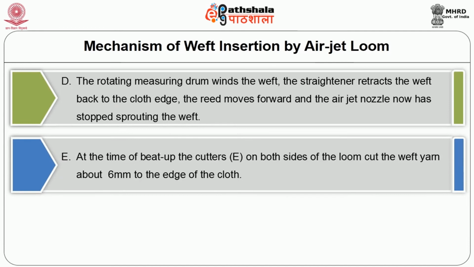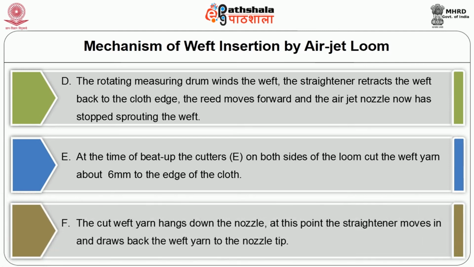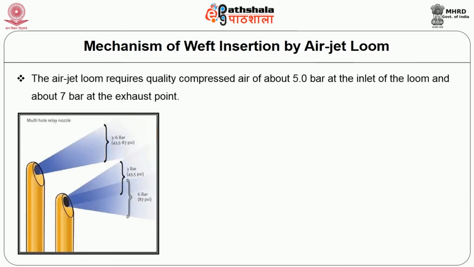At position E, at the time of beat up, the cutter E on both sides of the cloth cuts the weft yarn about 6 mm from the edge of the cloth. At F, the cut weft yarn hangs down from the nozzle. At this point, the straightener moves in and draws back the weft yarn to the nozzle tip. The air jet loom requires quality compressed air of about 5 bars at the inlet of the loom and about 7 bars at the exhaust point.